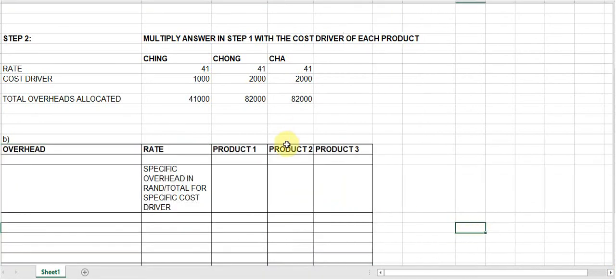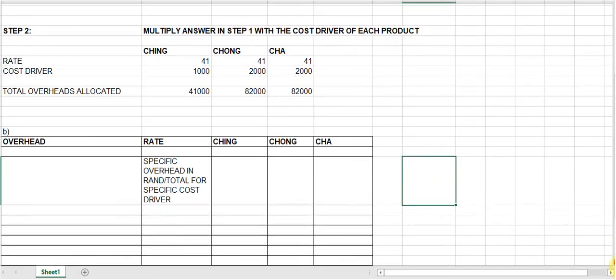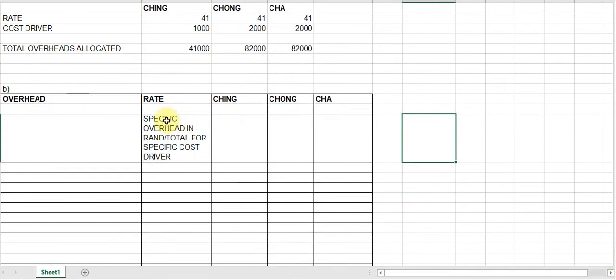We can now adapt the template by saying it's not product 1, it's called Ching, and product 2 is Chong, product 3 is Cha. And it has been indicated here that the specific overhead in Rand, so the rate is calculated by taking the specific overhead in Rand and dividing it by the total of the specific cost driver. So the first thing I want to do is fill out my overheads.